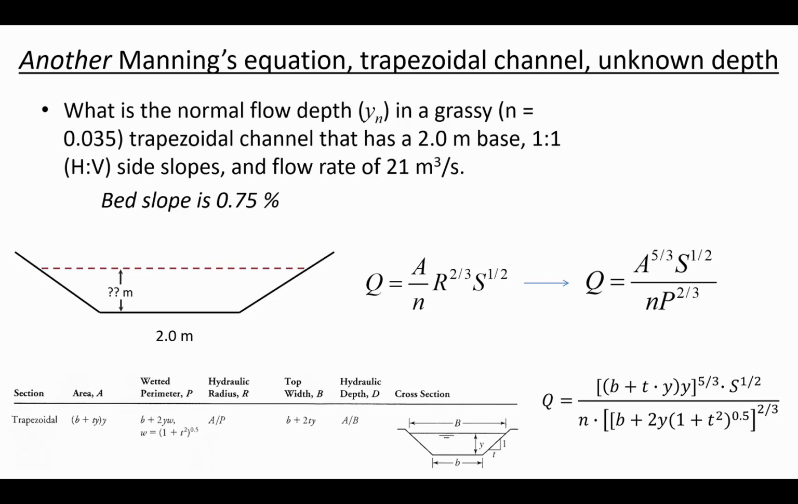So I just ended the breakout groups a little bit early. I'm wondering, has anybody found the flow depth yet? Have you got to that point where you've actually solved for y sub n?